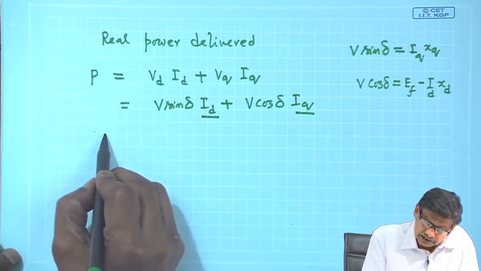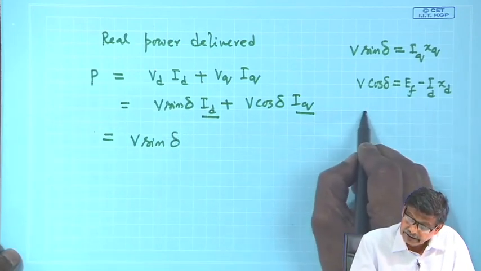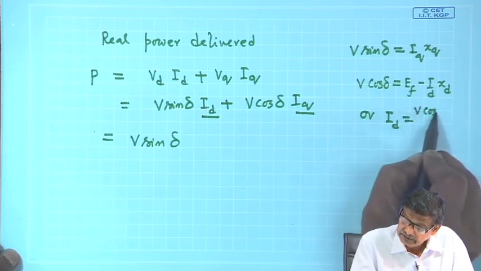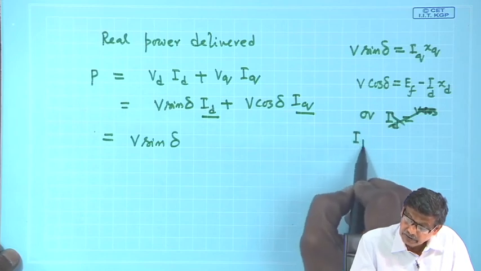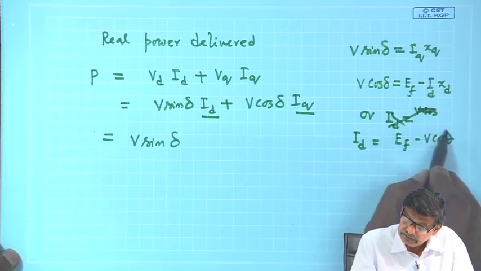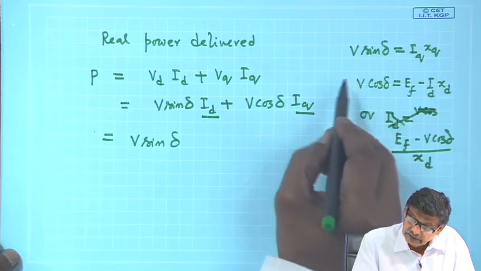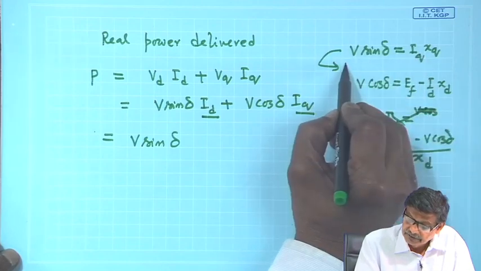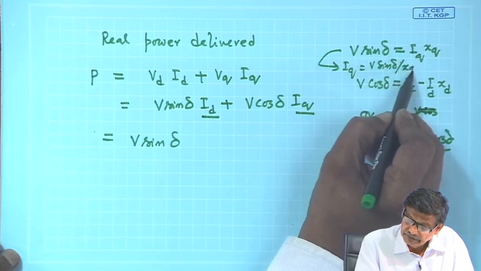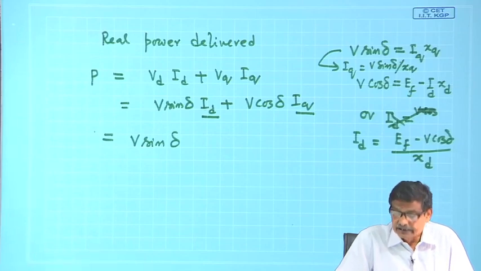So, let us do that. V sin delta ID, I will write, from this, I will write it is equal to V cos delta. Oh, sorry, ID is equal to (EF minus V cos delta) divided by XD, and IQ from this I will write IQ is equal to V sin delta by XQ. These are the substitutions I have to do to get rid of ID and IQ.